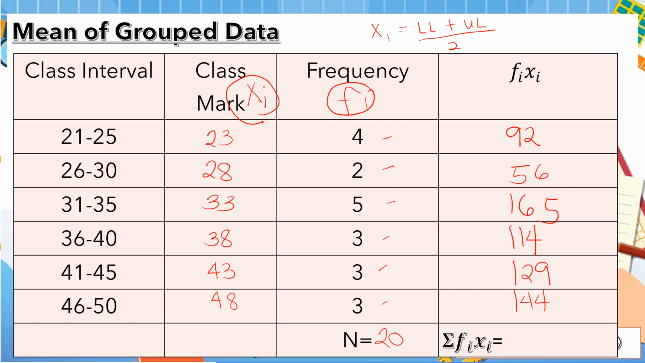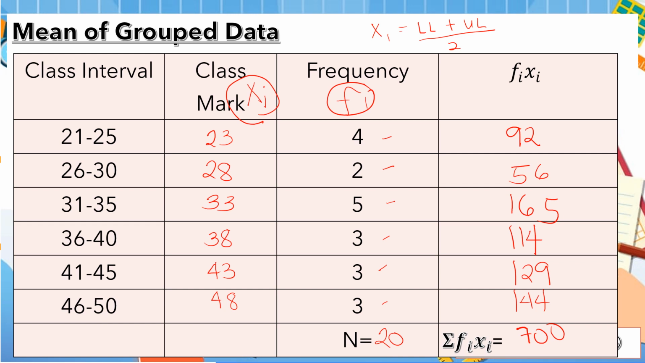Next, to compute for the summation of f sub i, x sub i, we need to add all of the numbers in this column: 92 plus 56 plus 165 plus 114 plus 129 plus 144. As I compute, the answer is 700. Okay, so we're done with the frequency distribution table.